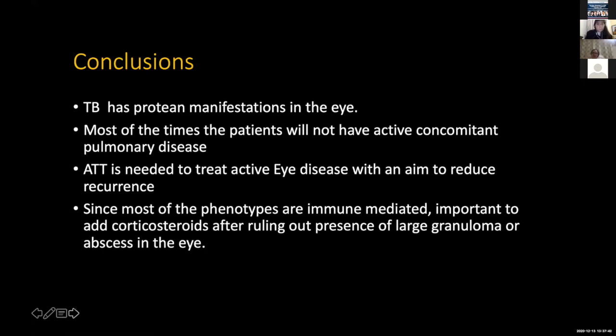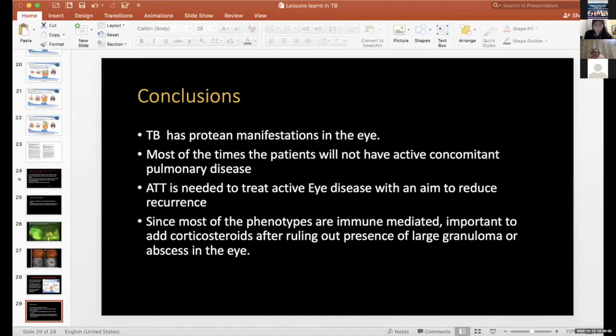And since most of the phenotypes, except the large tuberculomas and the abscesses, are immune-mediated, it's important to add corticosteroids. That's what is written after you rule out the presence of large granuloma or abscess in the eye. Thank you very much, and thank you, Ashiana, for the opportunity given to me.